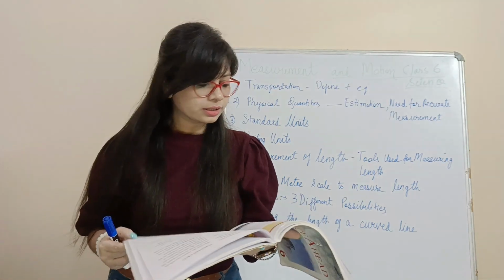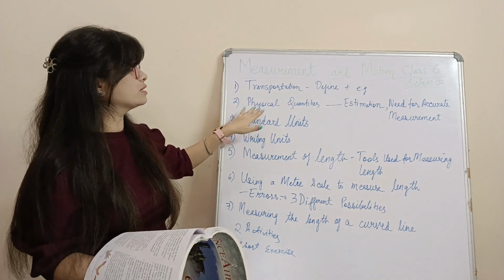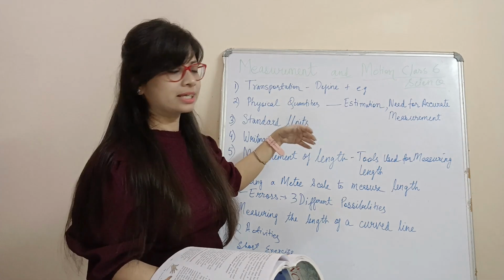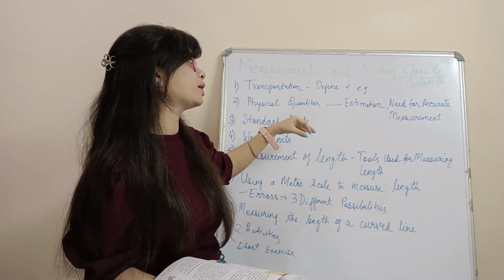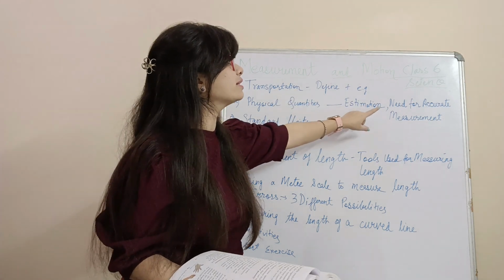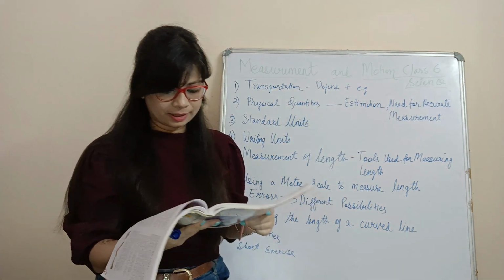Next, we will cover the second topic, that is physical quantities. Here we will cover estimation, that is, as I mentioned in the beginning of the class, about approximate measurement. And another topic we will cover is need for accurate measurement.